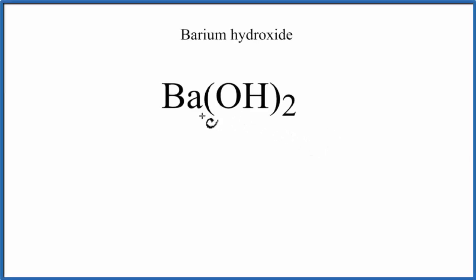In this video, we'll write the Lewis structure for BaOH2, barium hydroxide. Barium on the periodic table, that's a metal, and then O and H, those are nonmetals. In fact, they're a group of nonmetals called a polyatomic ion. This is the hydroxide ion.